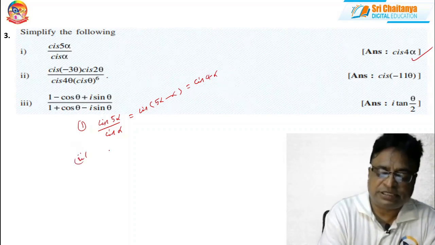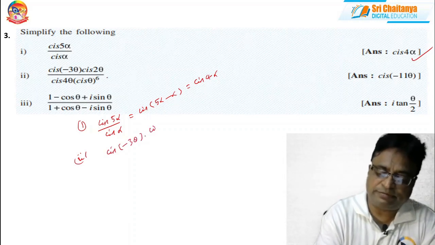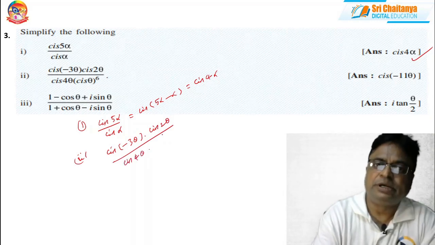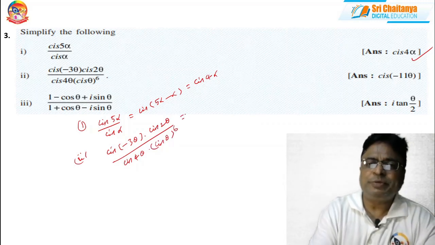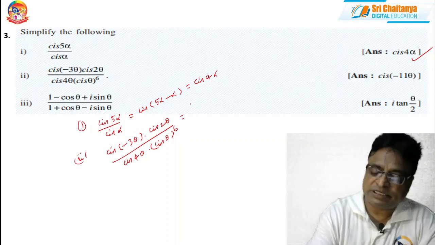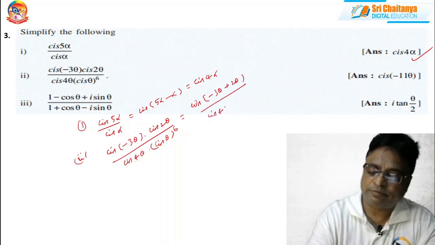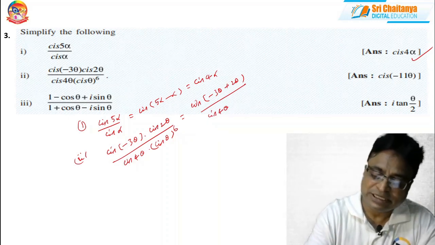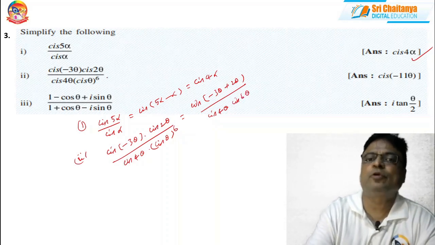What is my second question? Cis of minus 3 theta into cis 2 theta, by cis 4 theta into cis theta whole power 6. So in the numerator, cis alpha into cis beta is cis of alpha plus beta. So cis of minus 3 theta plus 2 theta. And in the denominator, it is cis 4 theta. Please don't get confused. This is not cos. Cis. Cis theta means cos theta plus i sin theta. Cis theta whole power 6 means cis 6 theta, because cos theta plus i sin theta whole power 6.